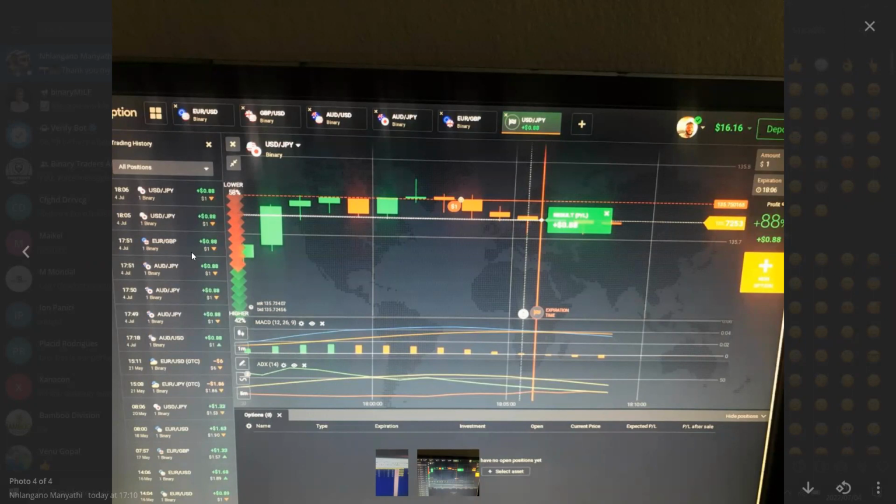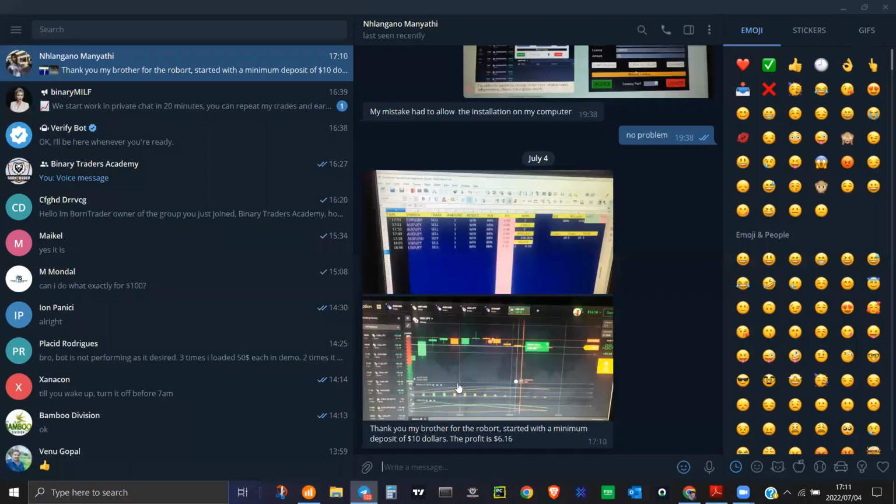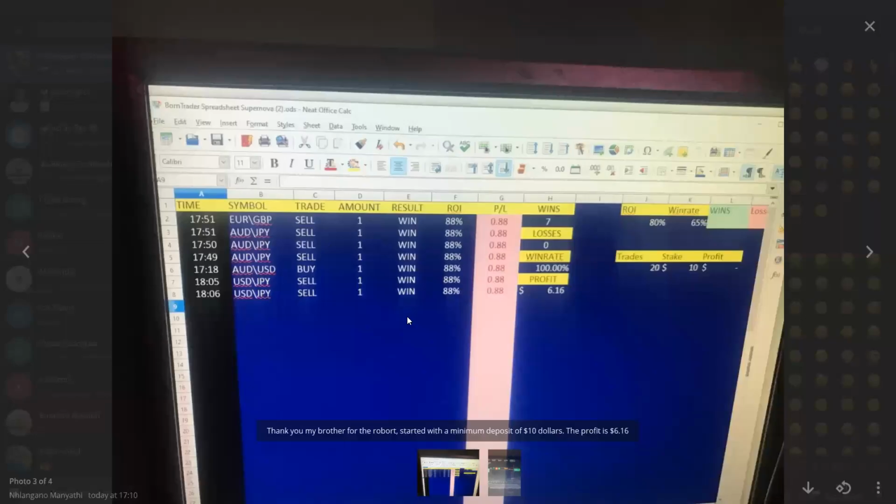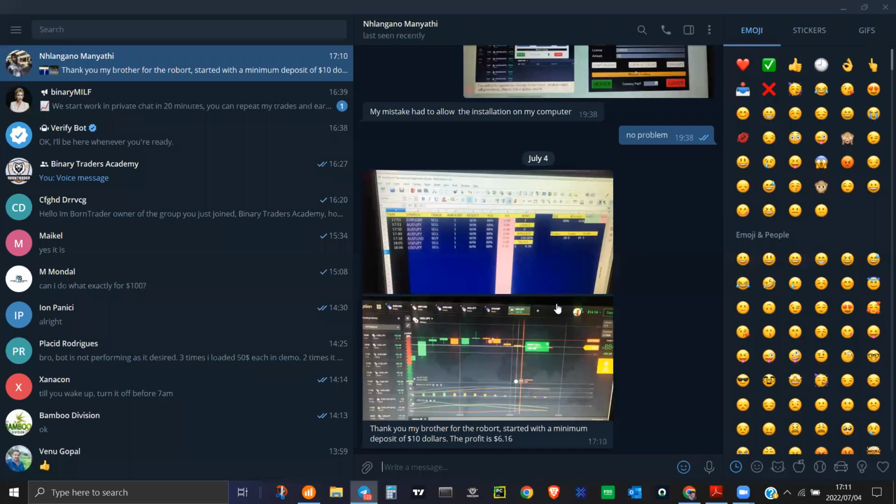So apparently the robot is killing it for this guy. This is Langano Manyati. Wow, he even uses my spreadsheet. I like that. This is, as you can see, the bond trader spreadsheet of the supernova here. He's winning a lot. Look, the win rate is 65%. That's cool. So he says, thank you, my brother, for the robot. I started with a minimum deposit of $10. The profit is $6.6. That's like 61%. Wow, that's great, guys.